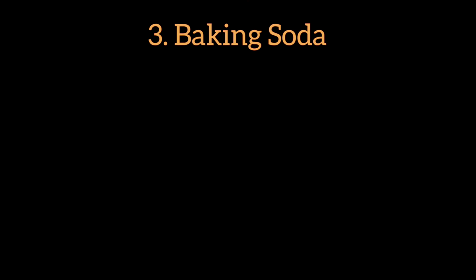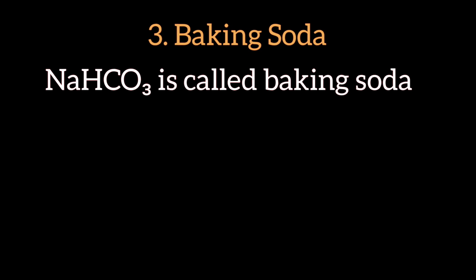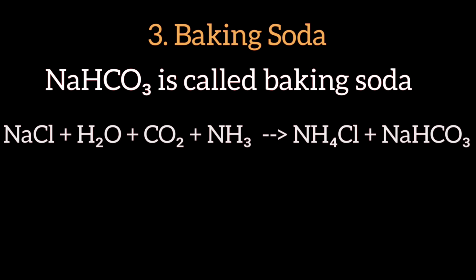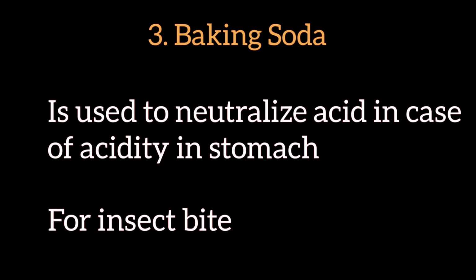Third chemical is baking soda. Sodium hydrogen carbonate is called baking soda. It is used in cooking for crispiness in the food items. Sodium chloride is one of the four raw materials from which baking soda is prepared. pH of baking soda is 8.3 approximately, which means it is basic in nature. That is why it is used to neutralize acid in case of acidity in stomach and for insect bite also.